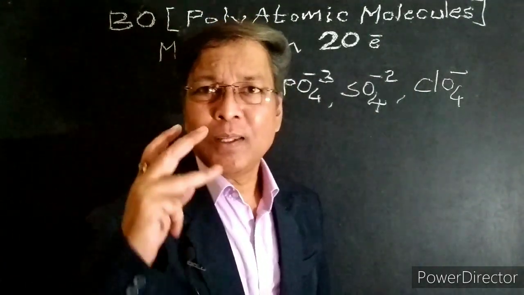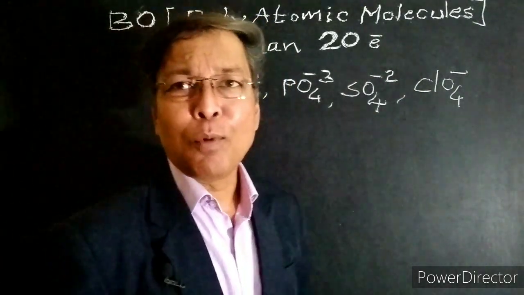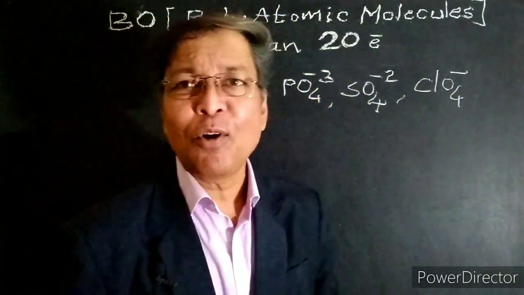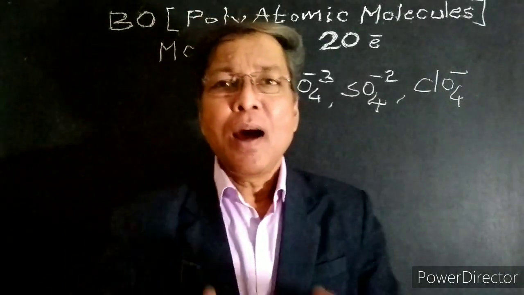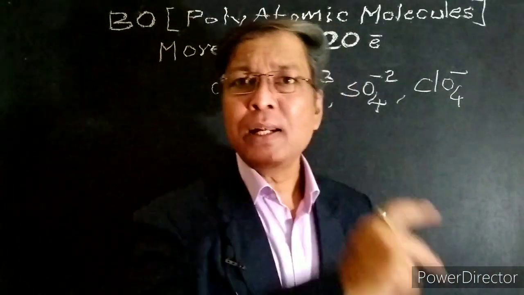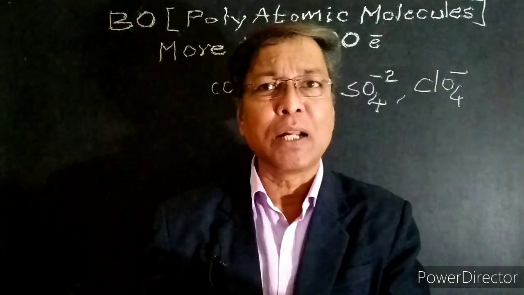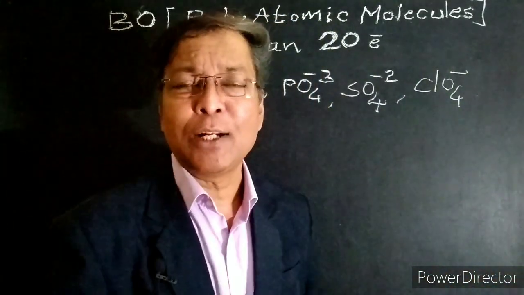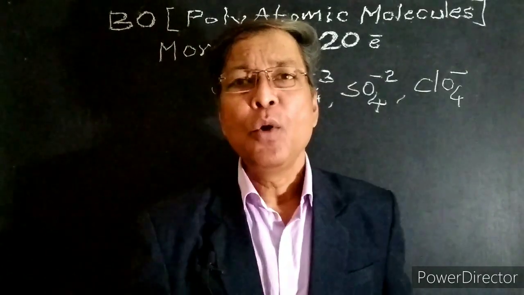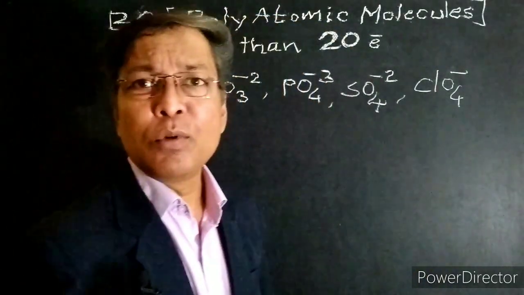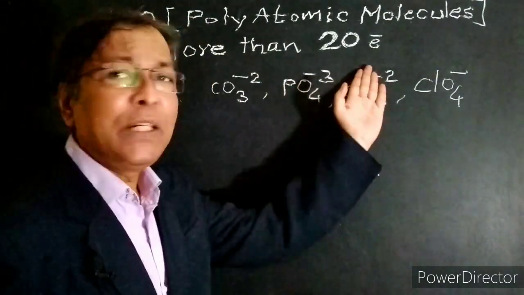Hello friends, this is the third lecture and third video on bond order. In the first lecture, we have seen how to calculate the bond order of the molecules containing up to 8 electrons. In the second lecture, we have seen how to calculate the bond order in the molecules containing 8 to 20 electrons. And in this video, we are going to see how to calculate the bond order of the molecules containing more than 20 electrons.